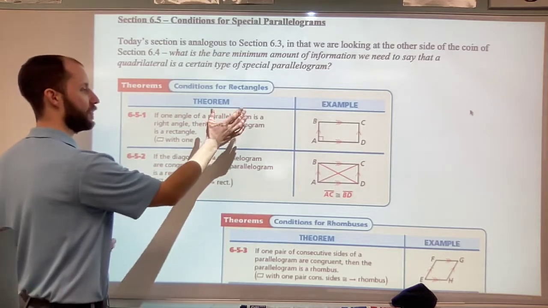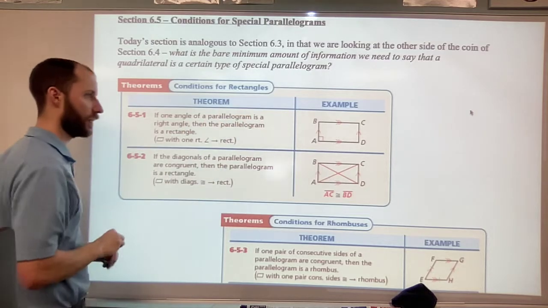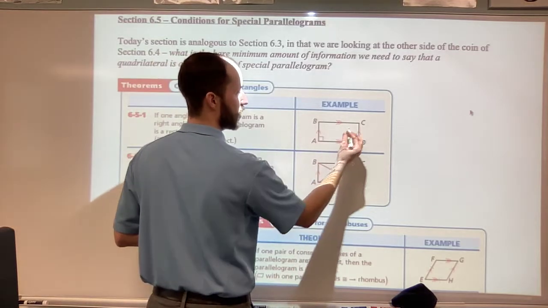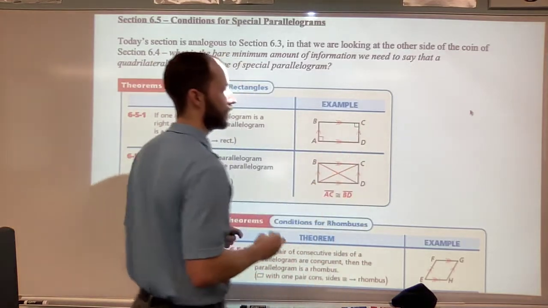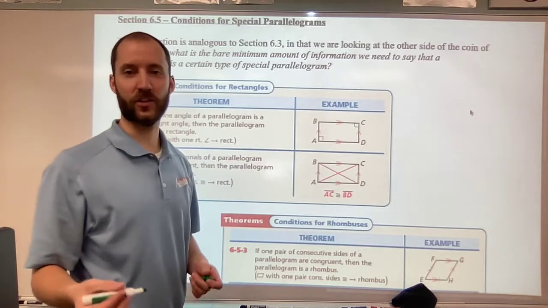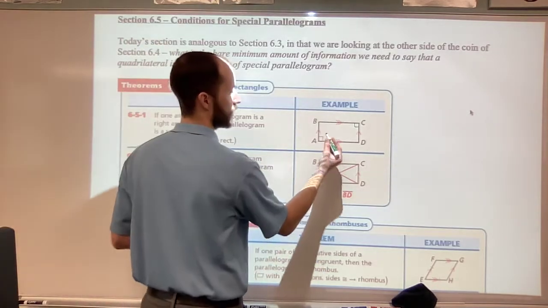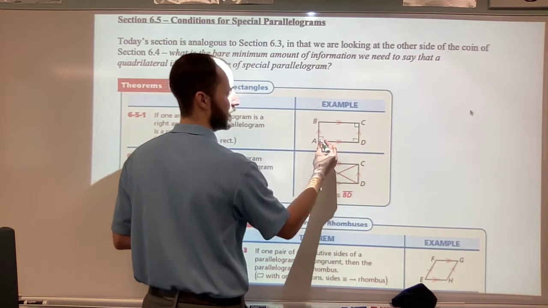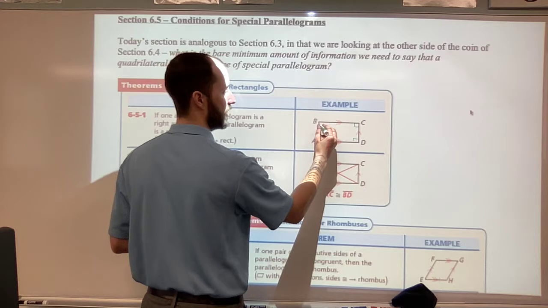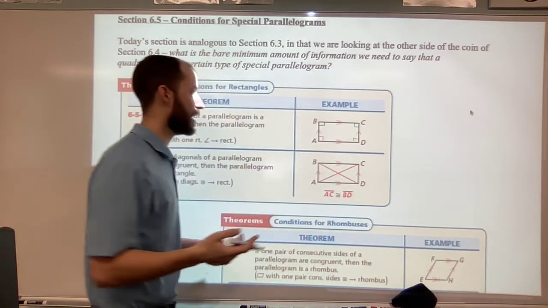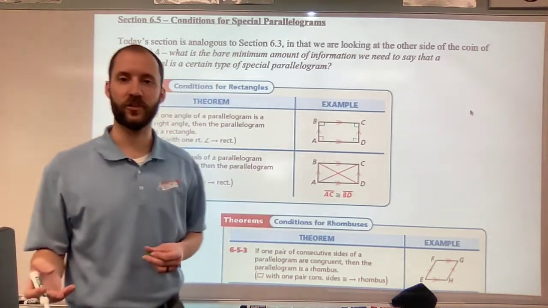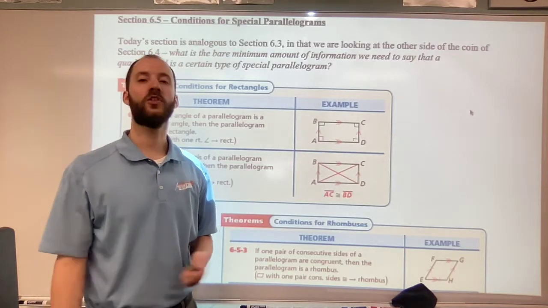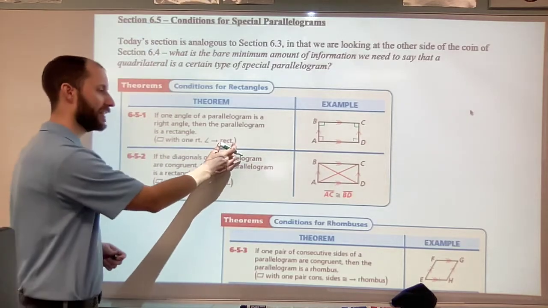So one angle of a parallelogram is right. Well, if it's a parallelogram, opposite angles are congruent, and consecutive angles are supplementary. So supplementary to a right angle is another right angle. Same thing here, supplementary to a right is another right. So now we have a parallelogram with 4 right angles, so we have a rectangle.